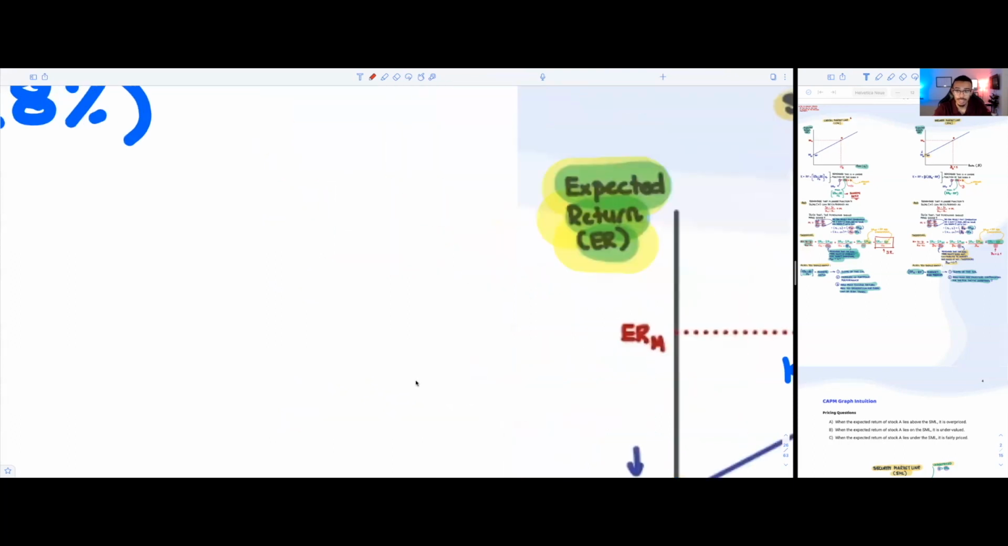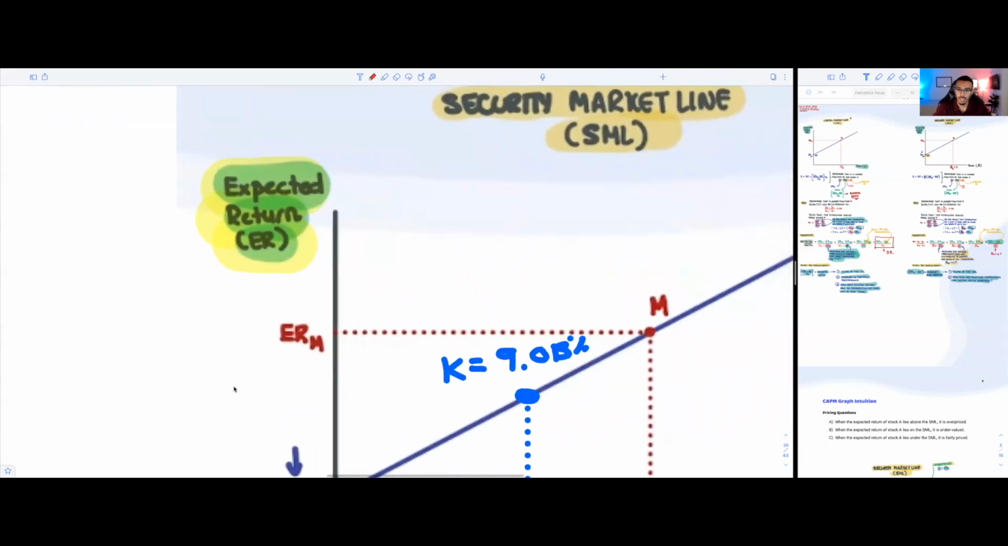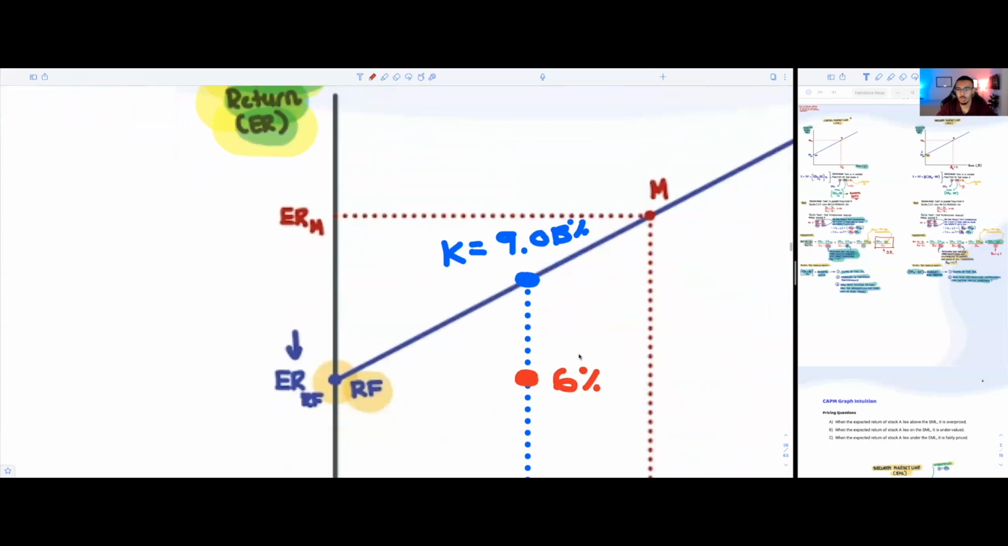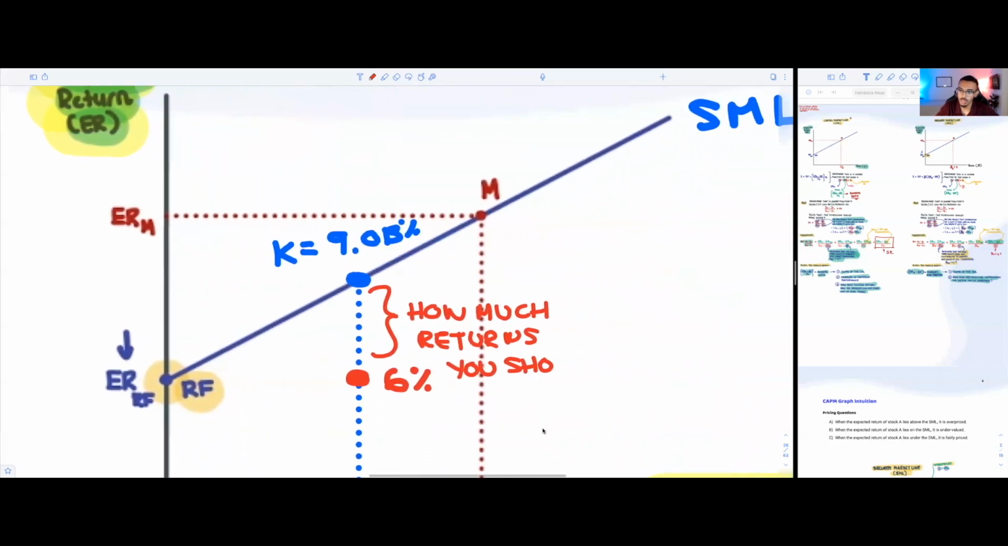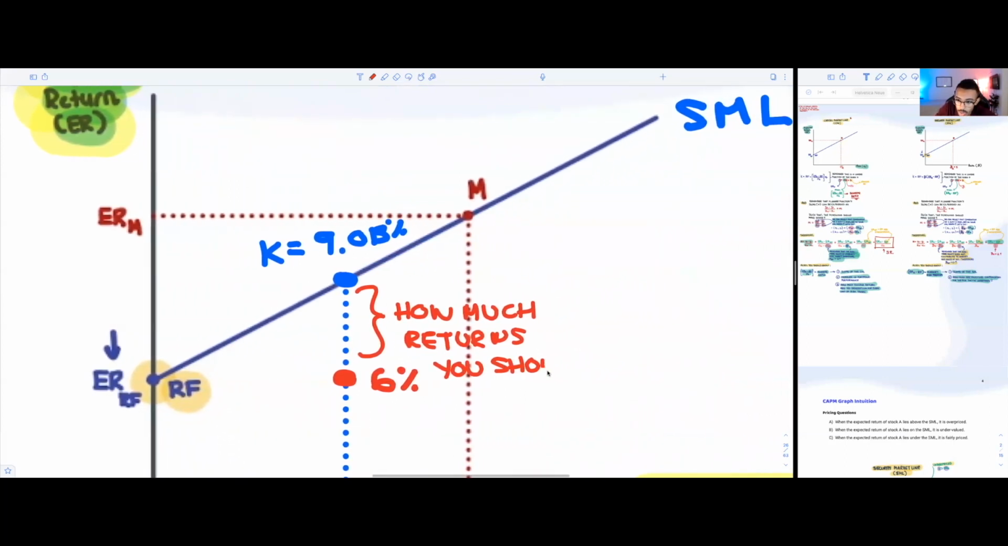You should be getting 9.013%, but you only got 6%. I'm upset for you. That's not good. So this right here is how much return you should have gotten under the CAPM.